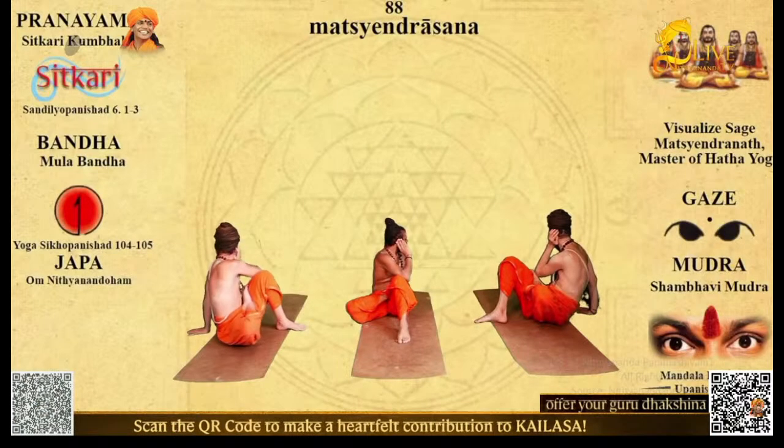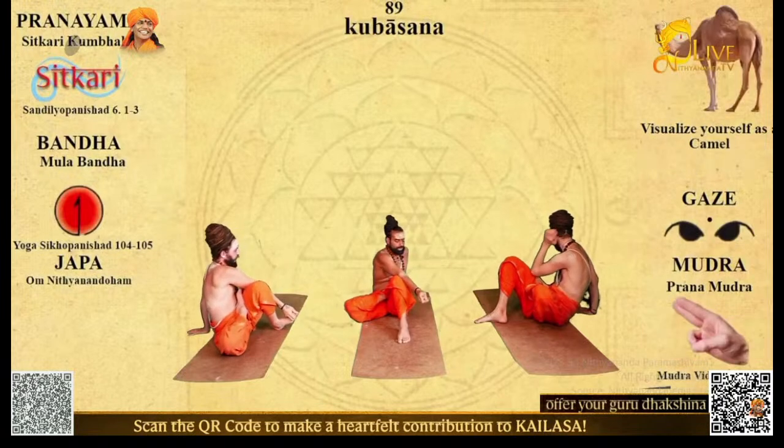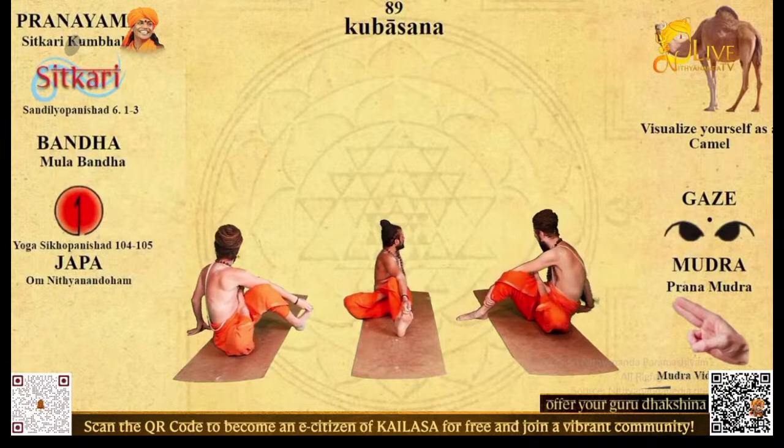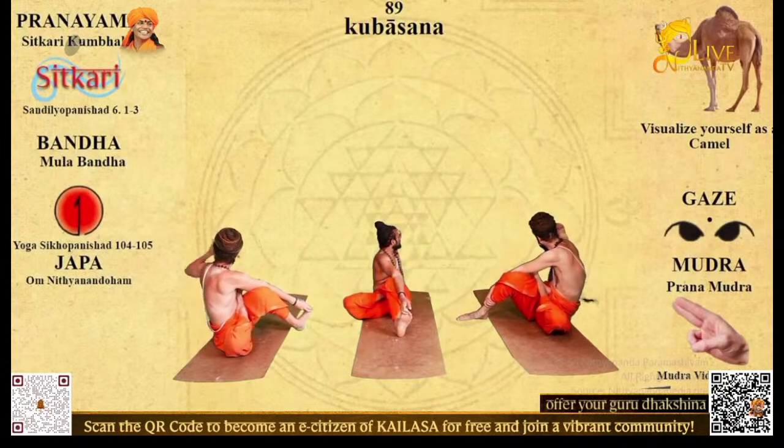The next asana is Kubjasana. As you bring the right hand in Pranamudra, hold the big toe of the left foot, left hand on the ears, gaze to the third eye, visualize camel in your inner space.